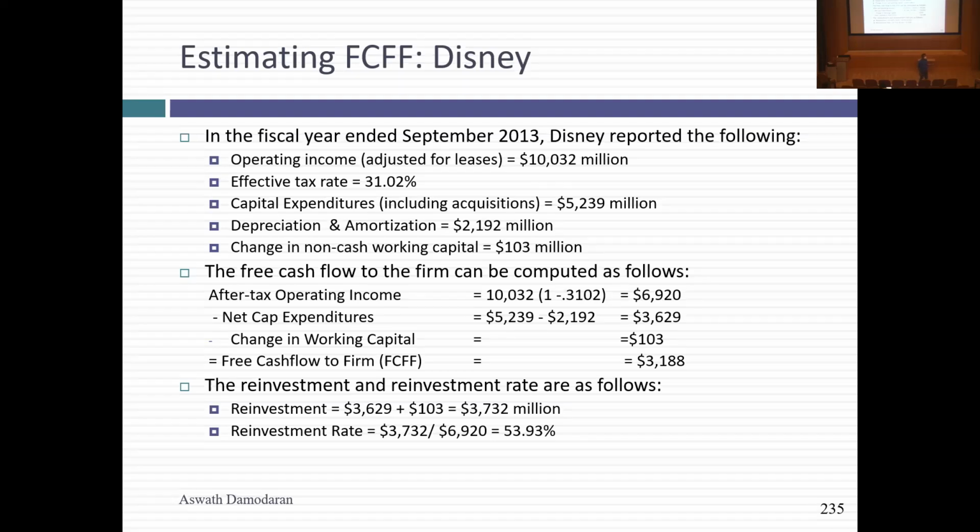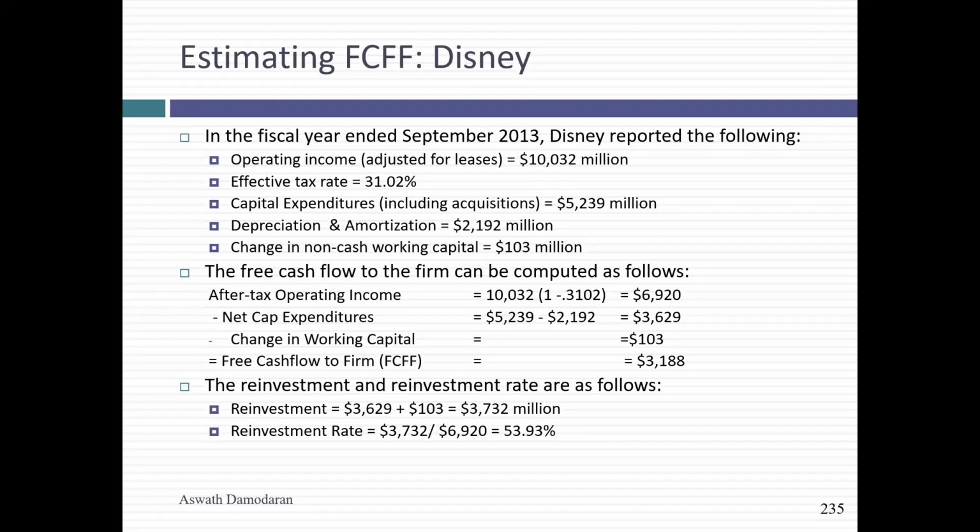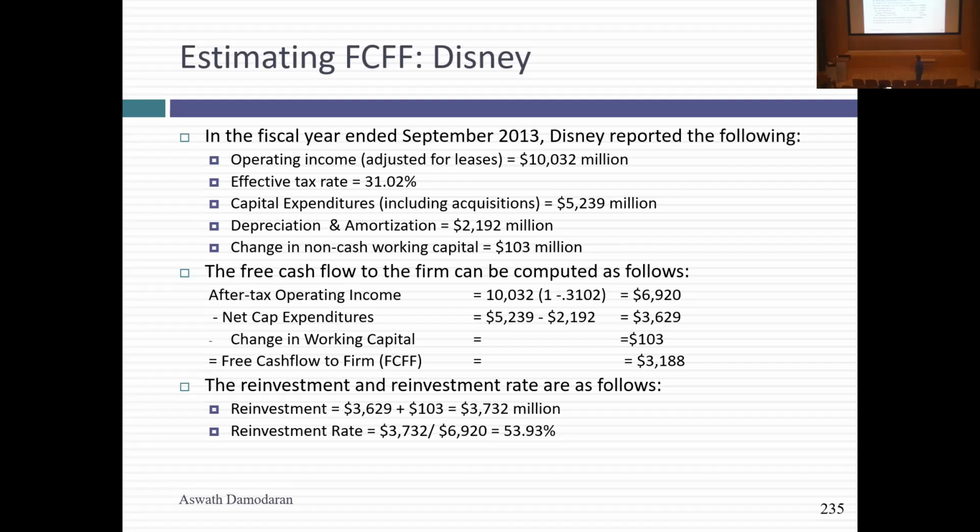There are two other ratios I want to compute that I think will come in useful when I start to value the company. The first is, if you look at the net capex plus change in working capital, it's 3,732 million. As a percentage of the after-tax operating income, that's about 54%. You're saying, what does that even tell me? In 2013, Disney reinvested 64% of its after-tax operating income back into the business. You're still saying, so what?